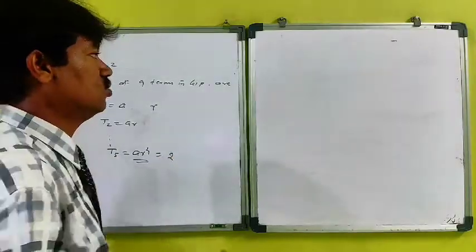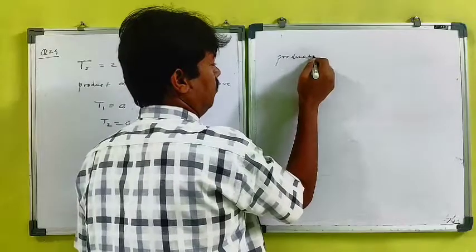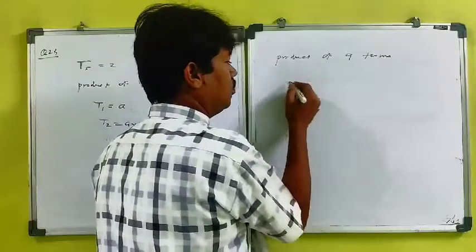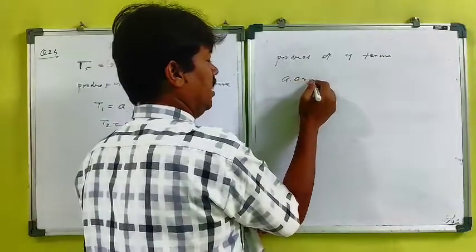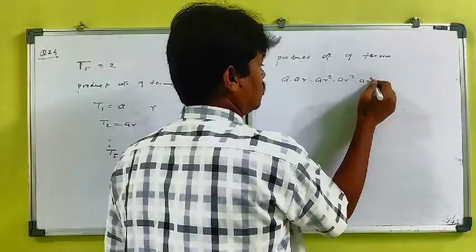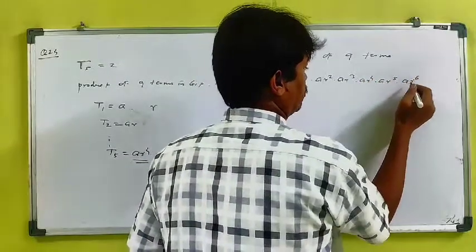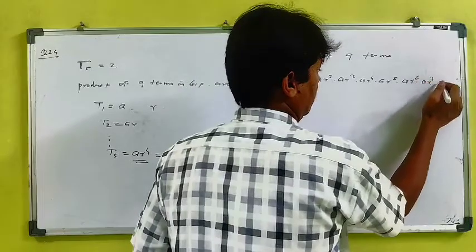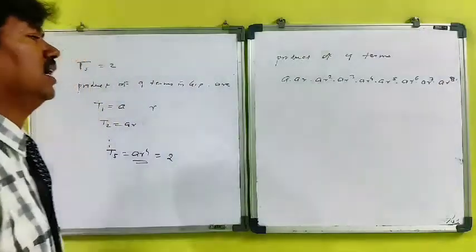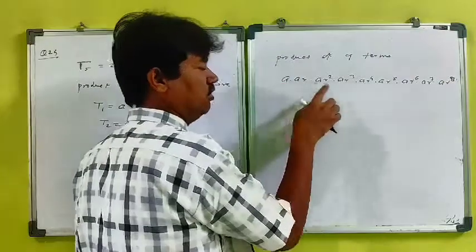T5 is given as 2. Then the product of 9 terms. So the product of the 9 terms is AR square, AR cube, AR raised to 4, AR raised to 5, AR raised to 6, AR raised to 7, AR raised to 8. Like this, these are the total 9 terms starting from this 1, 2, like this.